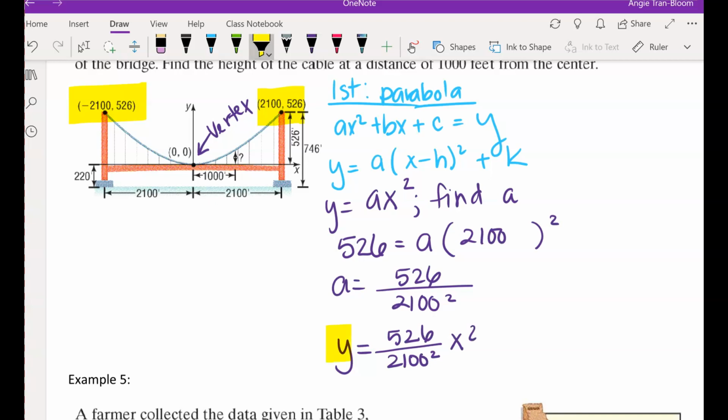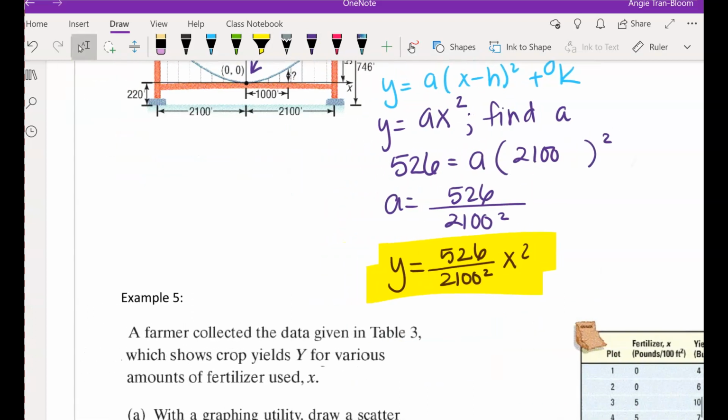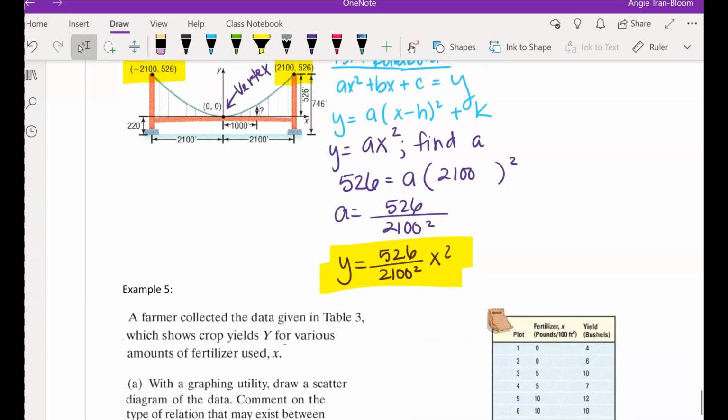That is our parabola. But our objective is to find the height when, how far out are we? 1,000. What do we do to find that value? That's right. Let's plug in 1,000, and then we're going to simplify the rest. Going back a bit, why can we ignore H and K when we're solving for A? Oh, no, we didn't ignore them. The vertex is 0, there's no translation. So 526 all over 2100 squared times 1,000 squared.